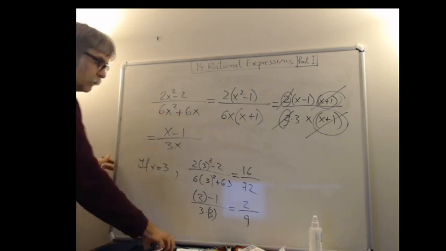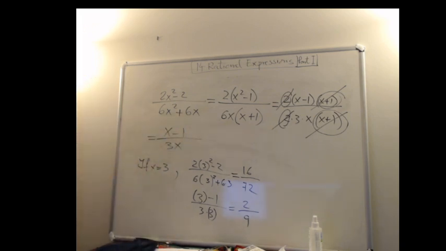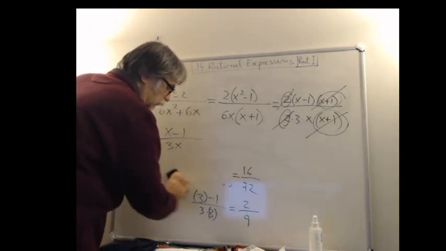I checked this for 3, and you can check for some other number if you like. You can check for negative 1.7 if you want. Yeah, probably you don't want to do that, right? Don't check with those coincidental numbers 0 and 1, because there are lots of coincidences with 0 and 1, so you have to use something else.